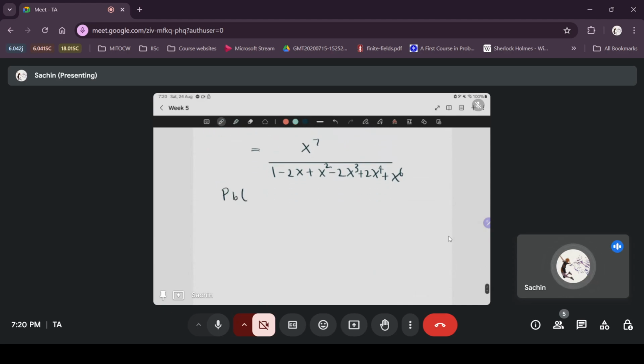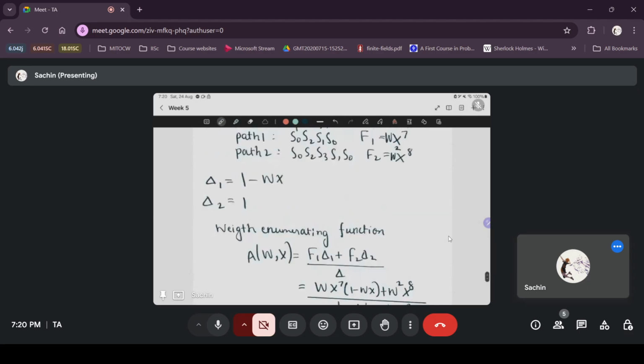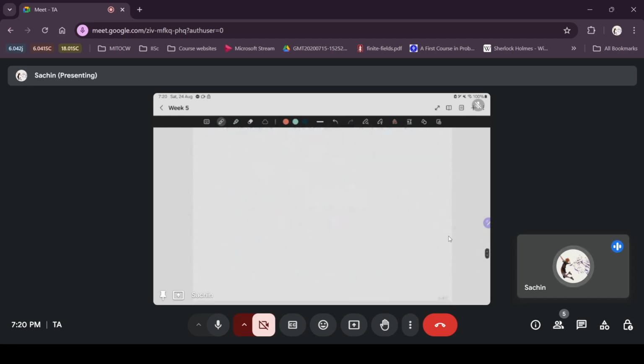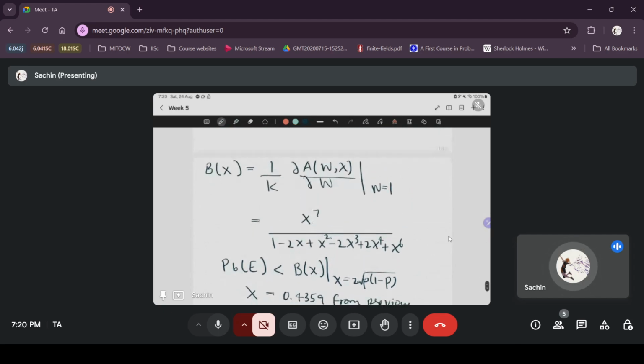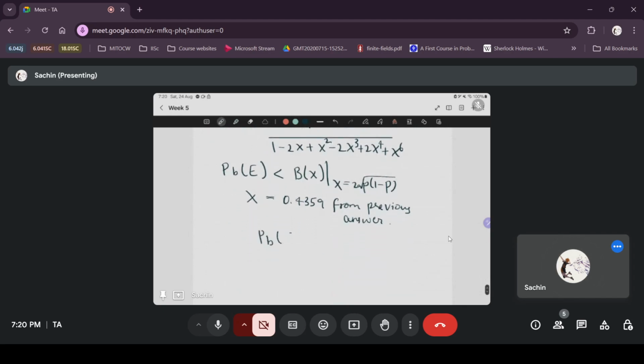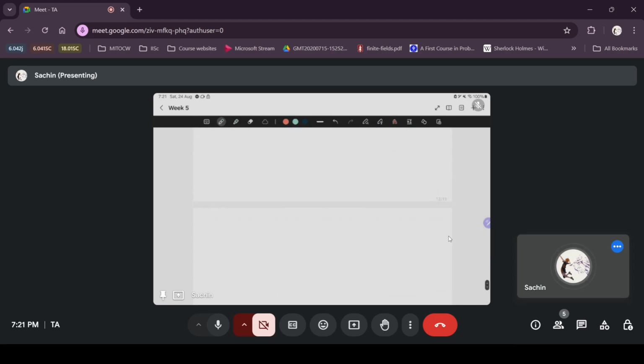So now the bit error probability PB of E is upper bounded by B of X evaluated at X equal to 2 times root of p into 1 minus p. So we found X in the previous question. X was 0.4359 from the previous answer. So you evaluate B of X at that value and you will get PB of E is less than 0.0129. Okay, so you have completed 5 questions. Next questions are smaller than this. They won't take as much time.